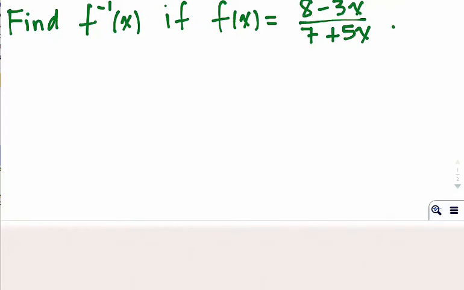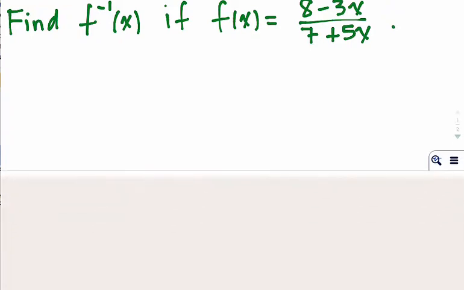Topic this week in college algebra is to be able to find the inverse of a function. Let's start by finding the inverse of this rational function. Step 1 is to convert from functional notation to xy notation. So we replace f of x with y.